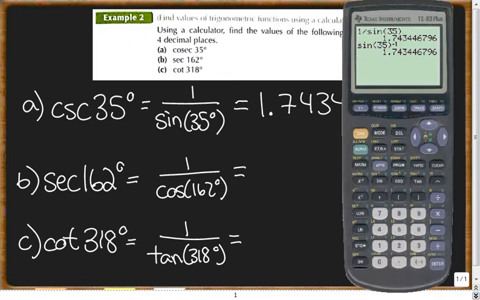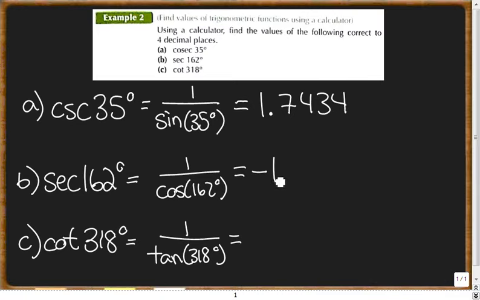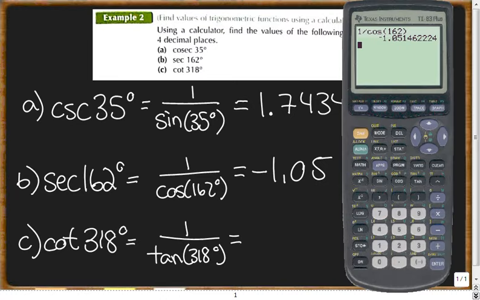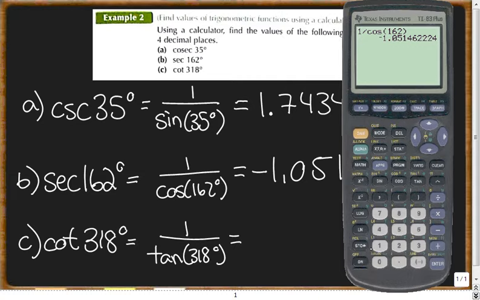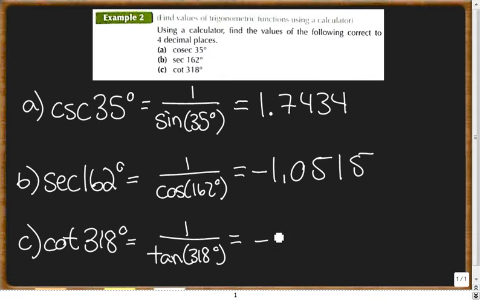The cosine of 162, so I can do 1 over the cosine of 162. I'm going to get negative 1.051. And then finally the tangent of 318, or excuse me, 1 over the tangent of 318. That's going to be negative 1.1106.